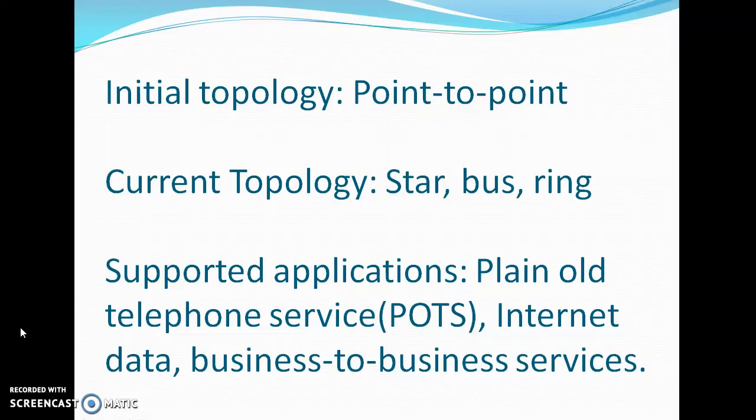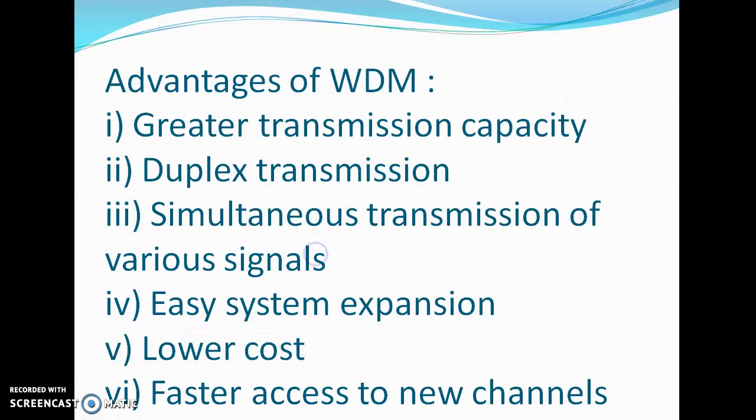The supported applications are as shown in the pictures, which are plain old telephone service, internet data, and business to business services. The advantages of WDM are as follows. It has greater transmission capacity. It also provides duplex transmission, and it also supports the simultaneous transmission of various signals. WDM is also easily expandable and costs much lower than replacing or adding on new fiber optic cables. WDM also provides faster access to new channels.